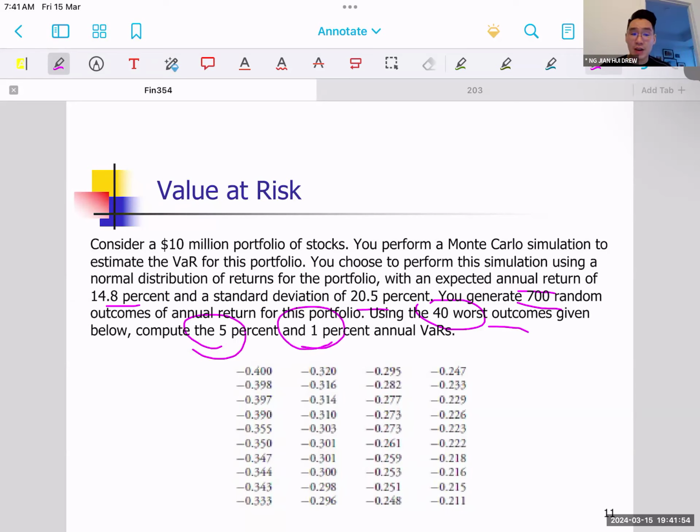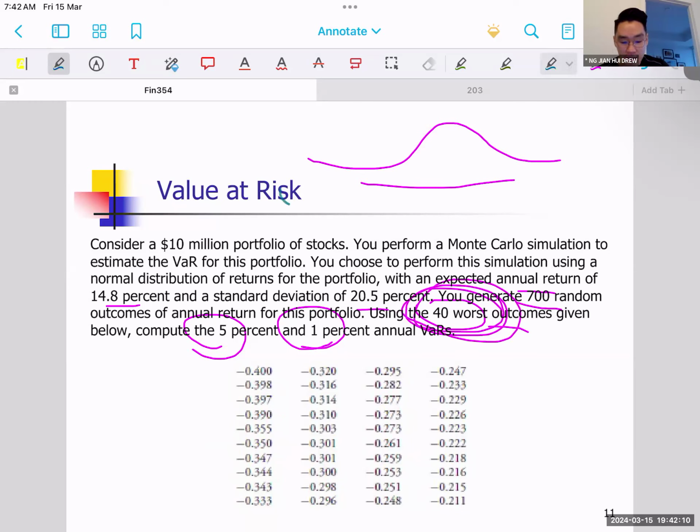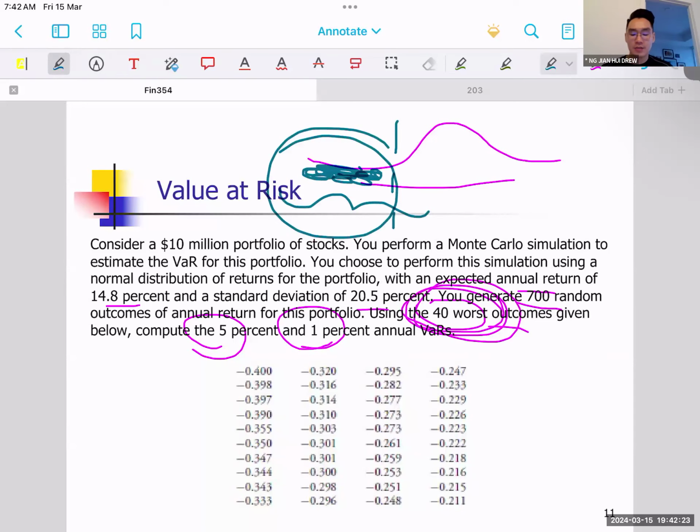Recall, remember, VaR is value at risk, right? So we are looking at the tail end of a standard normal. So I'm just going to draw this again for visualization. The reason why we're interested in the 40 worst outcomes is because what we're interested in with VaR is this tail end risk, right? So the 40 worst outcomes would likely be situated here. Here are the outcomes. So we're interested in this portion here, right? So it's not the 40 best, but it's the 40 worst outcomes.